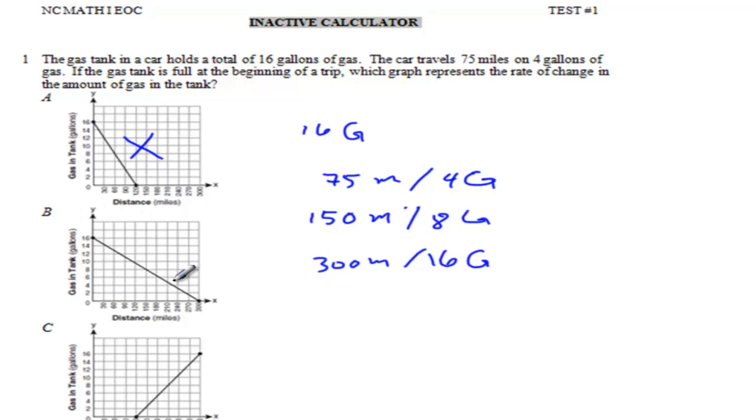Let's try the second one. 16 gallons and 0 miles. Great. And when you drive 300 miles, you will have 0 gallons. This one seems right. Let's look at another point. This point here is 150 and 8, which means that if you drive 150 miles, you will be using 8 gallons. That's great. This is exactly what it is.